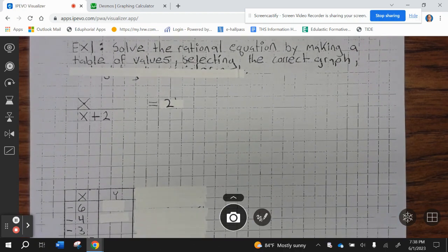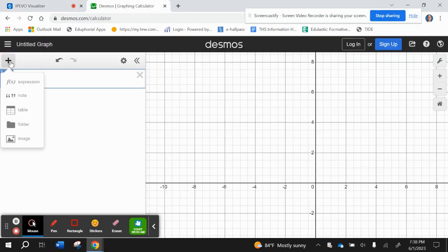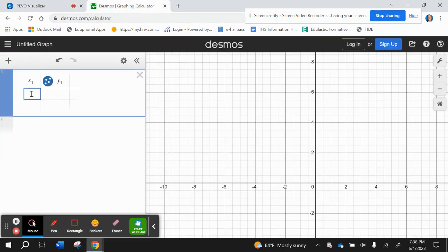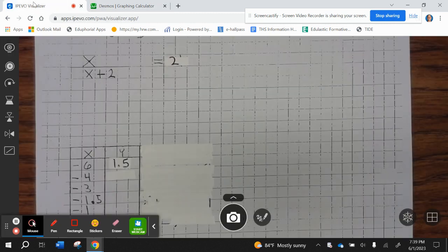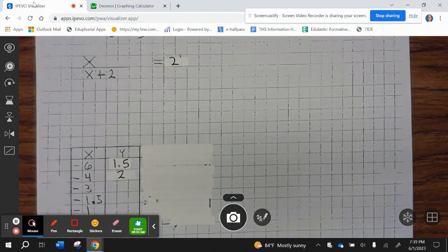Okay, so let's go ahead and make a table. Using decimal, press the plus sign, table, and let's check our first value, -6. Remember, we're looking for the solution of 2. So we do -6 divided by -6 plus 2. We get 1.5. That's not our solution. Now let's try -4. So -4 divided by -4 plus 2. We have the value of 2. So we have our solution.